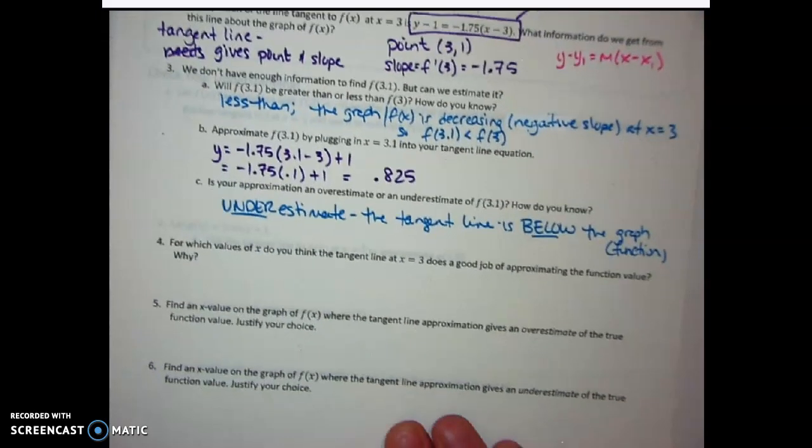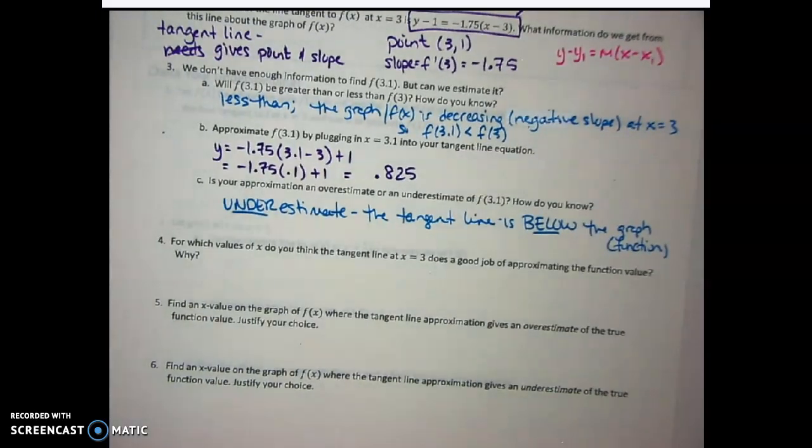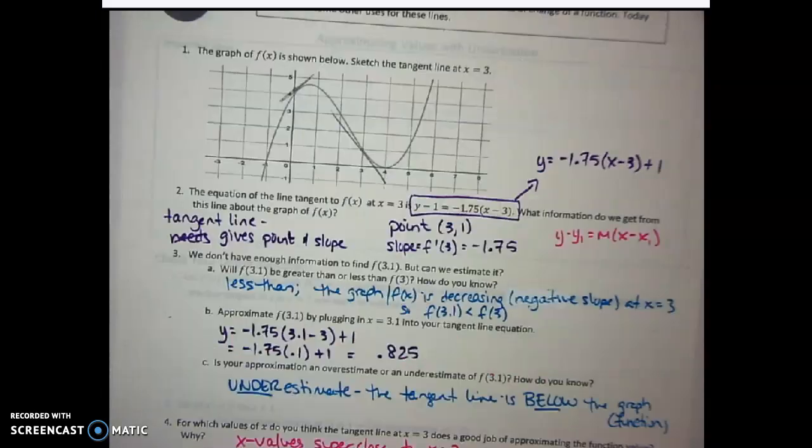So now, for which values of x do you think the tangent line at x equals 3 does a good job of approximating the function value, and why? Again, go ahead and pause the video and write down your answer. So at the point x equals 3, the tangent line and the function have the exact same value. So any value that's super close to 3 is going to have a good estimate, and that's because the tangent line is closest to the actual function at x equals 3.